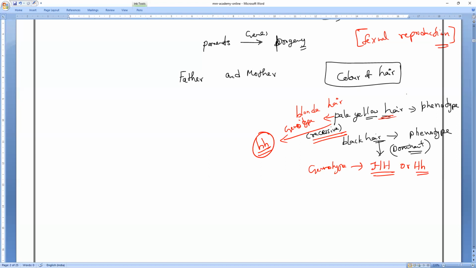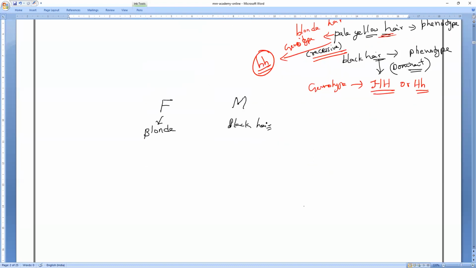Now, imagine a mother has black hair and a father has blonde hair, that is, pale yellow hair. I am taking the father as having blonde hair, and the mother as having black hair. So note it, everybody. Now let us discuss. If they undergo sexual reproduction and the baby comes, that is the progeny. Now if the progeny receives black hair, everybody, black hair.